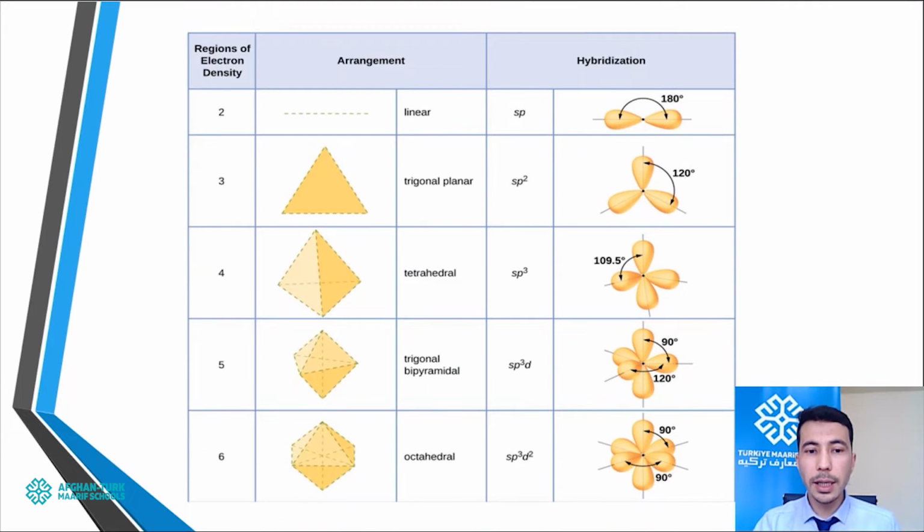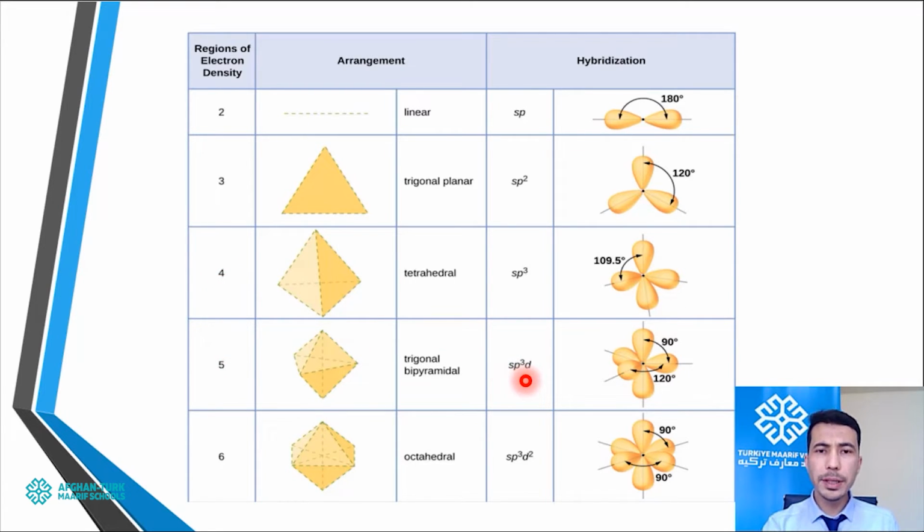Okay, as a summary, let's have a look at the arrangements, regions of electron density, which are actually bonds, and hybridization. This is the first one. It has 2 bonds or 2 regions of electron density. The arrangement is linear geometry, and hybridization is sp with a 180-degree angle. The second one has 3 bonds, and the arrangement is trigonal planar. It's sp2 hybrid orbital and 120-degree angle. The third one is sp3 hybrid orbital with 109.5-degree angle, and it has a tetrahedral shape. It will have 4 bonds or 4 regions of electron density. This is the number of bonds that is formed between the atoms.